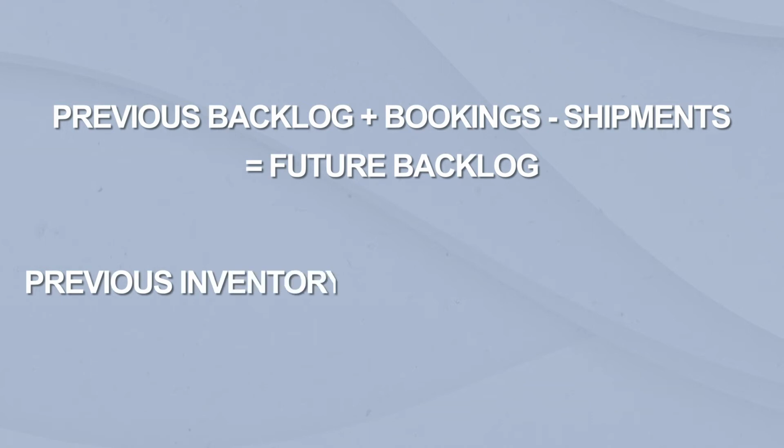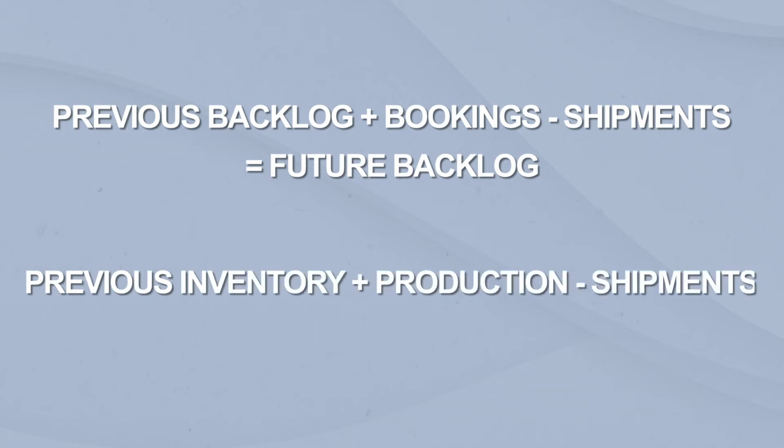It's important to pull all of this data together into one view to avoid disconnects between what's presented by sales and what's presented by operations. The math needs to make sense. For example, previous backlog plus bookings minus shipments should equal future backlog, or previous inventory plus production minus shipments should equal future inventory. This simple math forces a discussion around reality. If the sales plan is disconnected from the supply plan, the difference will show in one of these numbers.